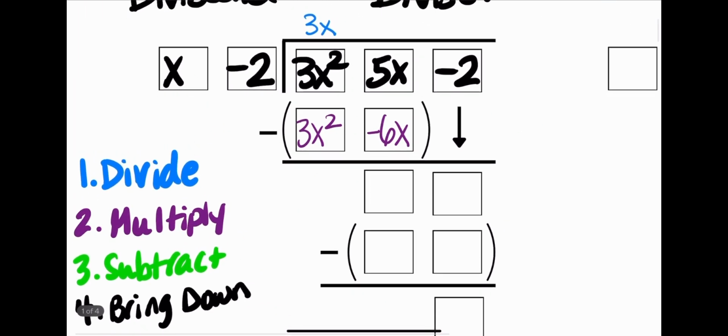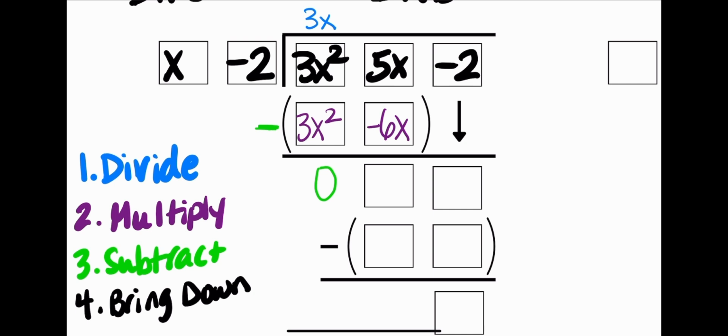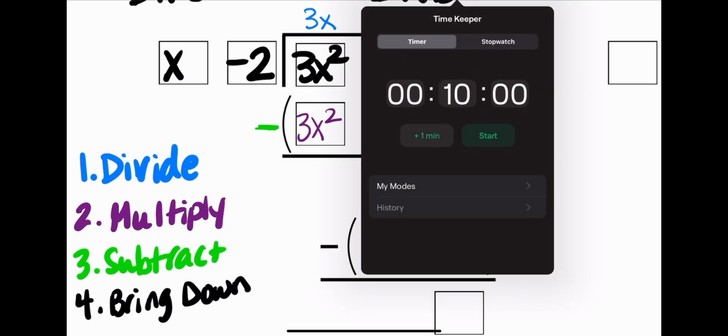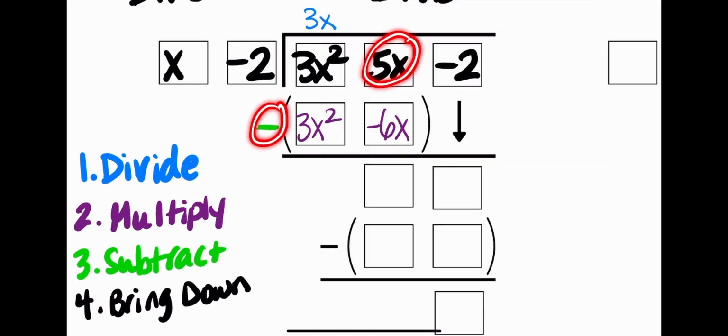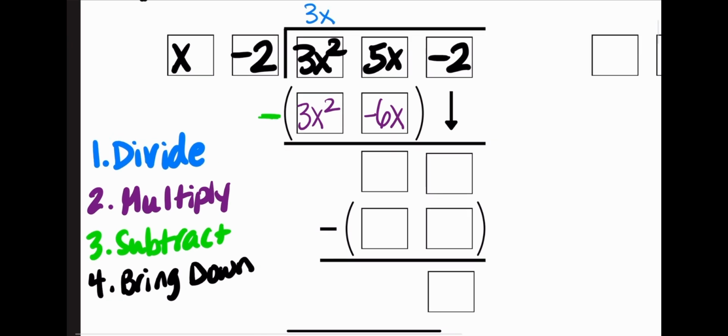On to the next step. Subtract. You can see the subtraction sign here in the front. We are subtracting 3x squared minus 3x squared, which is 0. That is why you don't see a box here. And then 5x minus negative 6x. Let's write that out. 5x minus negative 6x. Well, that's just 5x plus 6x. So we are going to get 11x.